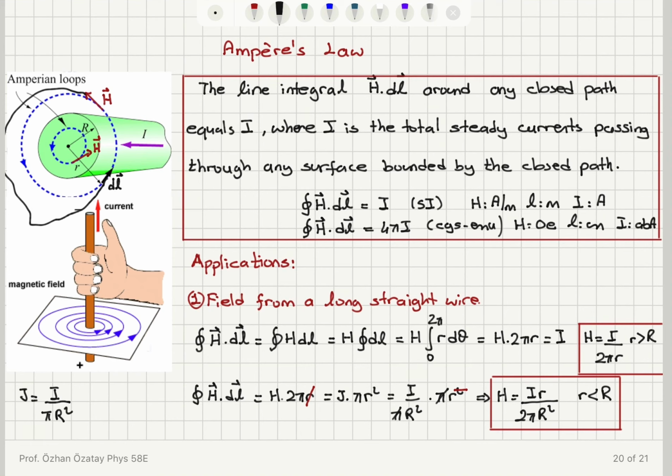Alright, so how about inside the wire? What is the magnetic field inside the wire? So basically what I have found is that I have to replace 1 over 2 pi with 2.